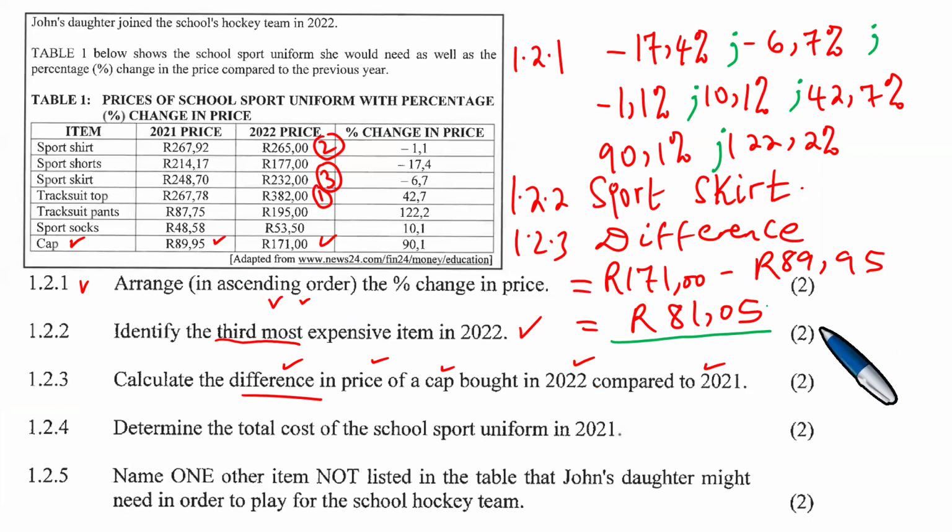That is the difference we had to find here, the difference in price of a cap bought in 2022 compared to 2021. We can see that in 2022 the price increased. But by how much did it increase? It increased by 81 rand and exactly 5 cents. That is what we're able to see there.